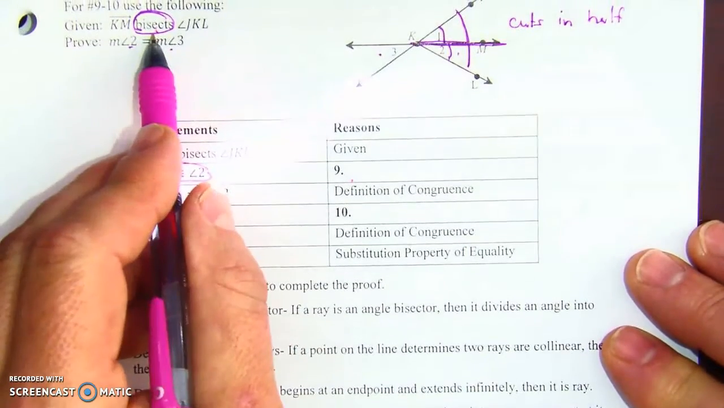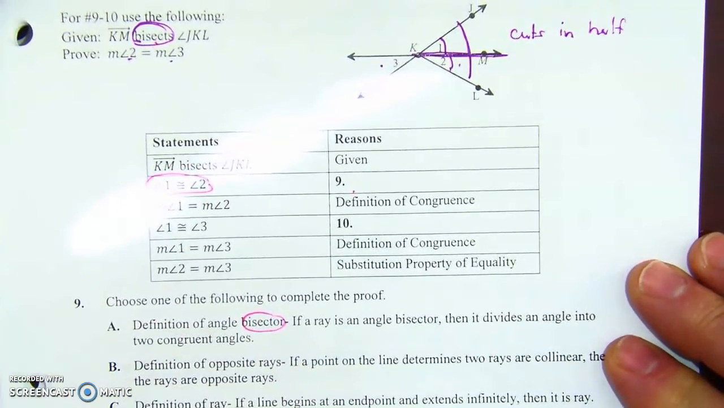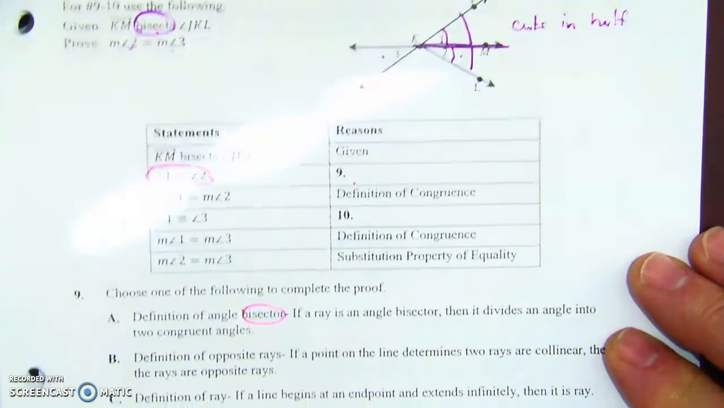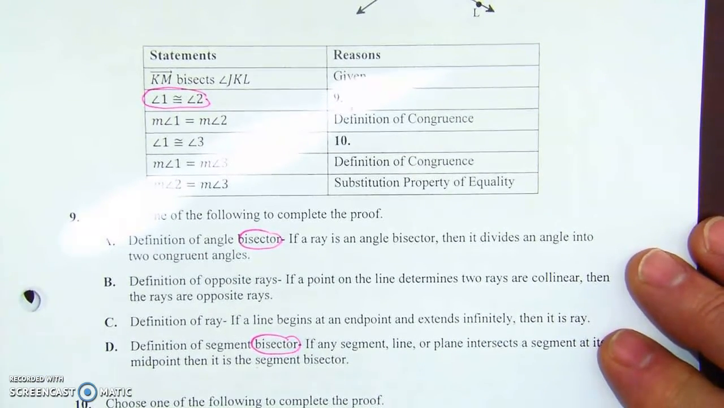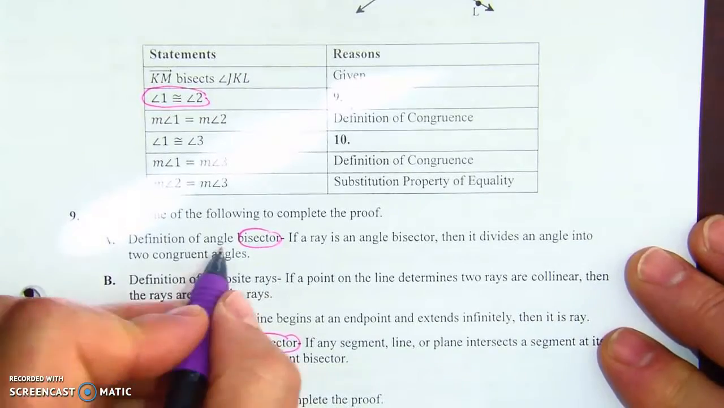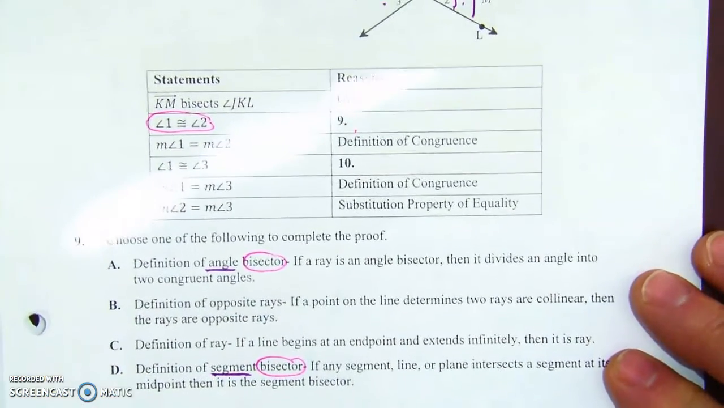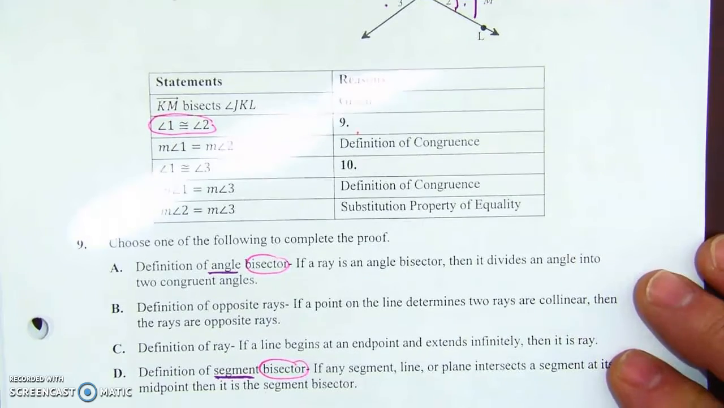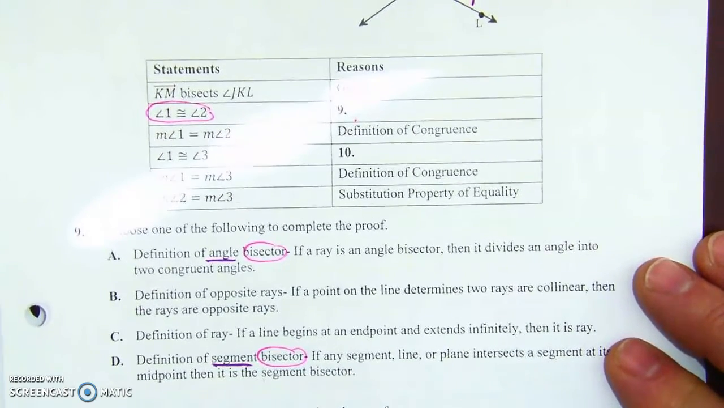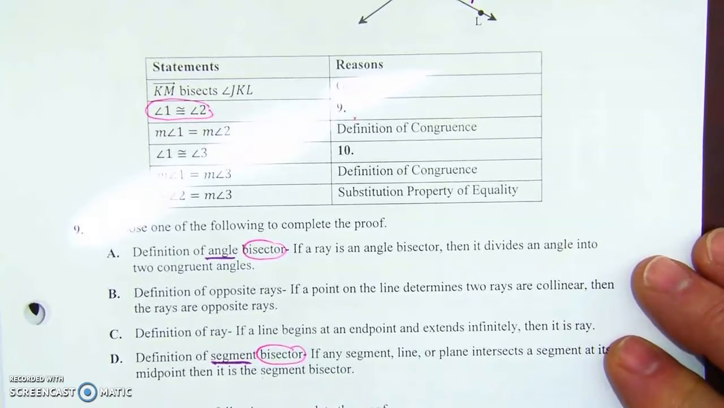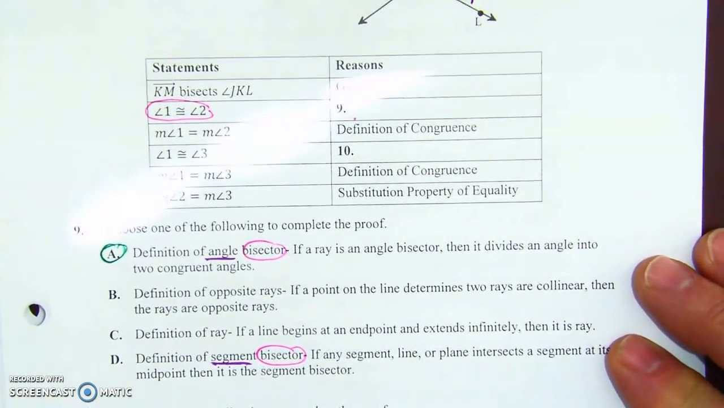The key word here is bisect. Now here's the thing, bisector is in here twice. In answer A and D, but there's a key word in here that's different in each one of them. One of them says an angle bisector, and one says a segment bisector. What are we cutting in half? Are we cutting angles in half, or are we cutting segments or lines in half? The answer is angles. So guess what? Question number 9, the answer is going to be A.